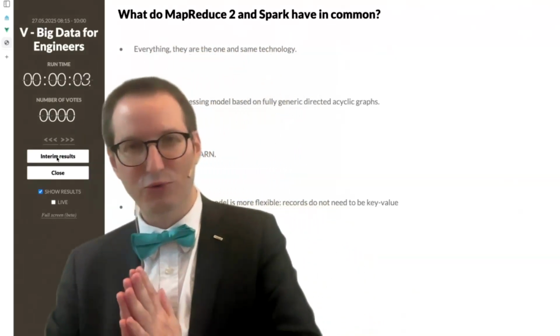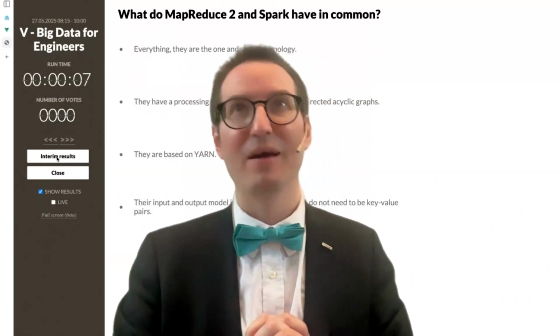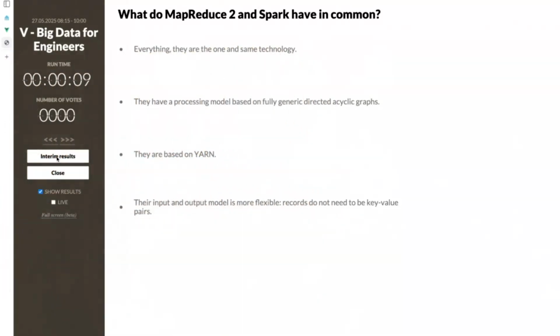What do MapReduce 2 and Spark have in common? Everything, they are the one and same technology? Or they both have a processing model based on fully generic directed acyclic graphs? Or they are all based on YARN? Or their input and output model is more flexible: records do not need to be key value pairs?